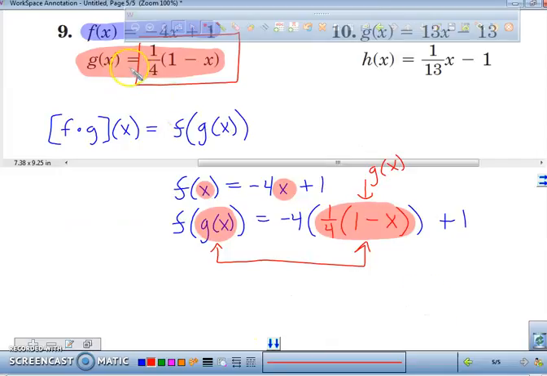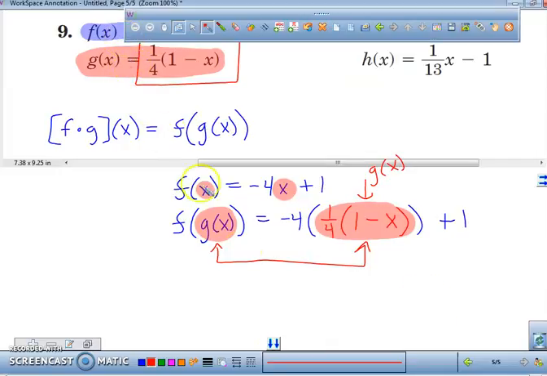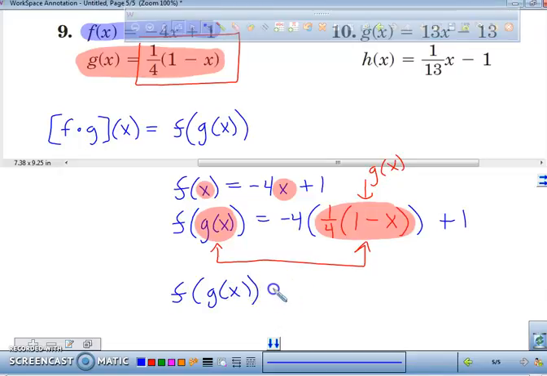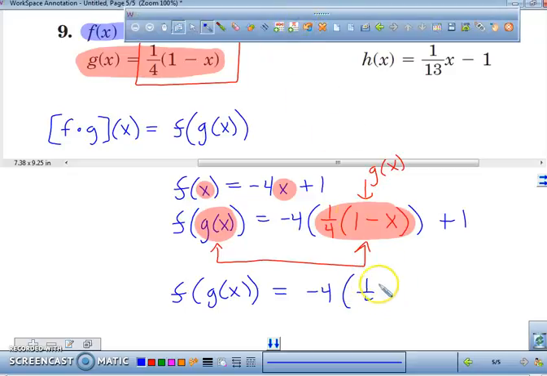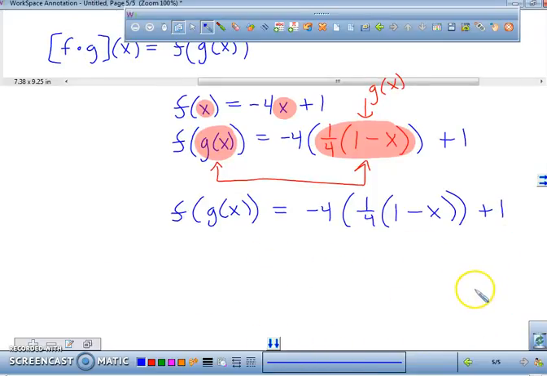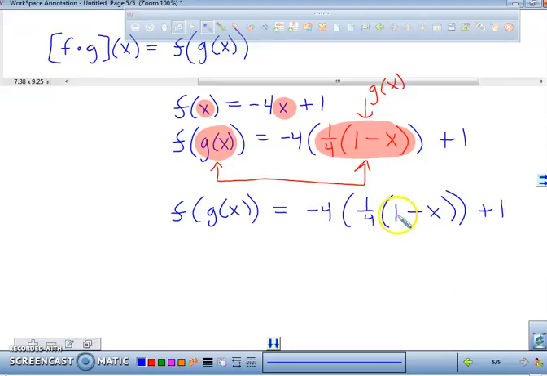Okay, now that I've taken the red function and plugged it into the blue function, now we need to evaluate all of this. So we're going to evaluate what f of g of x is equal to. So I have a -4. I'm just going to do everything in the same color right now just so it's hopefully easier to see. 1/4 of 1 minus x, close parentheses, plus 1. So whenever you guys are working with parentheses, you work on the innermost parentheses and you work your way out. So can I combine the 1 minus x?